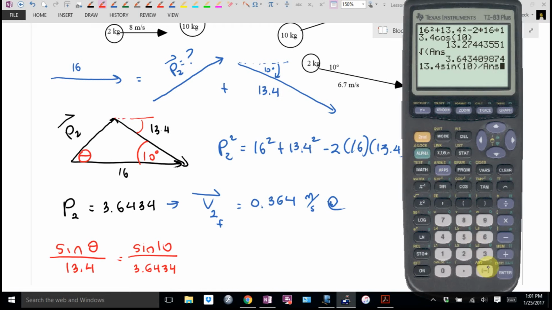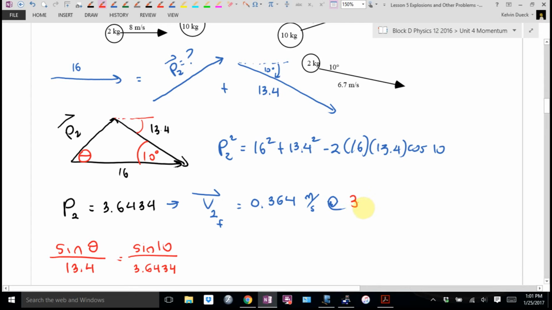Divided by answer button and then shift sine of that. I think we're going to get a fair-sized angle. 39.7 degrees. North of south, east of west, what of what?